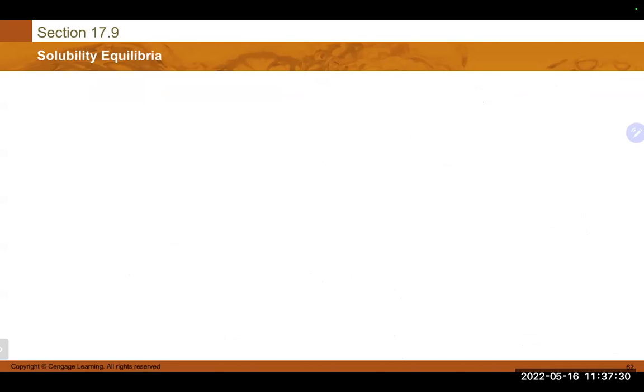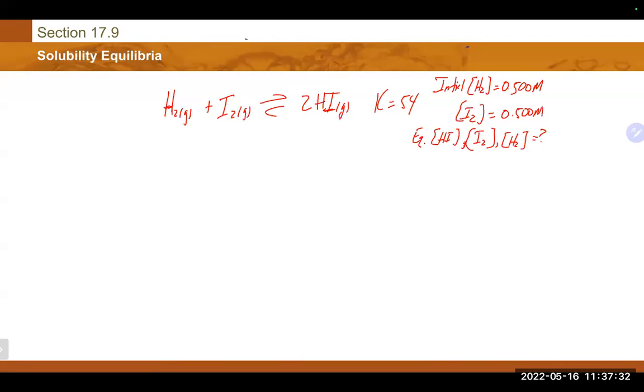Okay, one last one here. I'm going to run through it with you to show you what to do when you actually do have something on the left-hand side there. So let's say we have this reaction here: H2 plus I2 goes to 2HI, and the equilibrium constant is 54. And we're going to start with initial concentrations of 0.5.